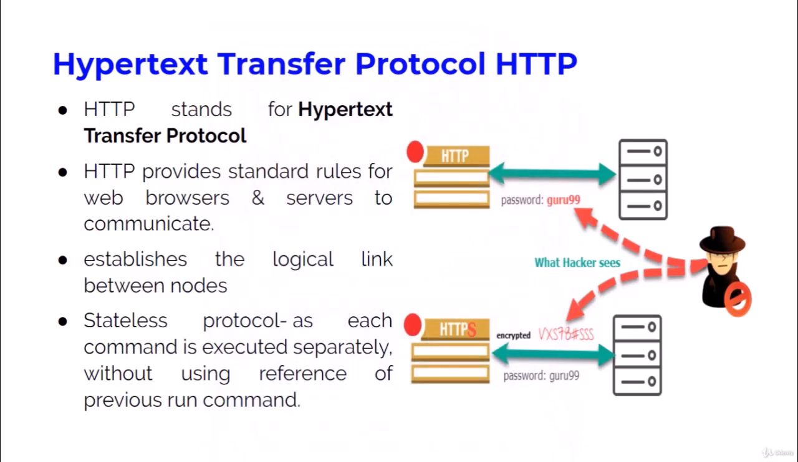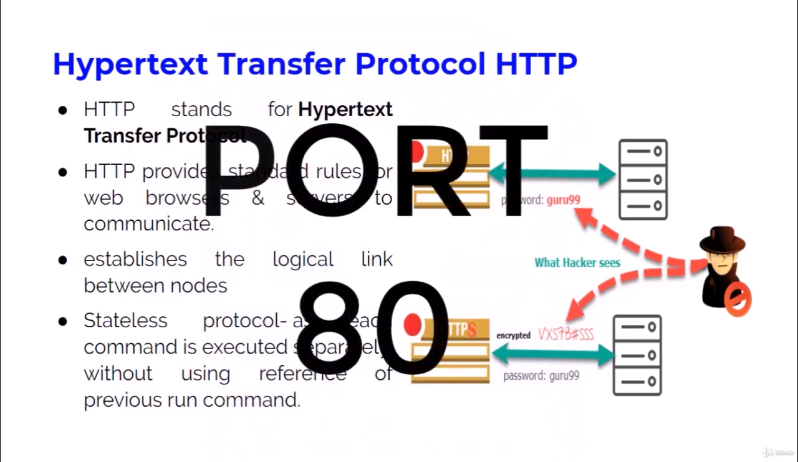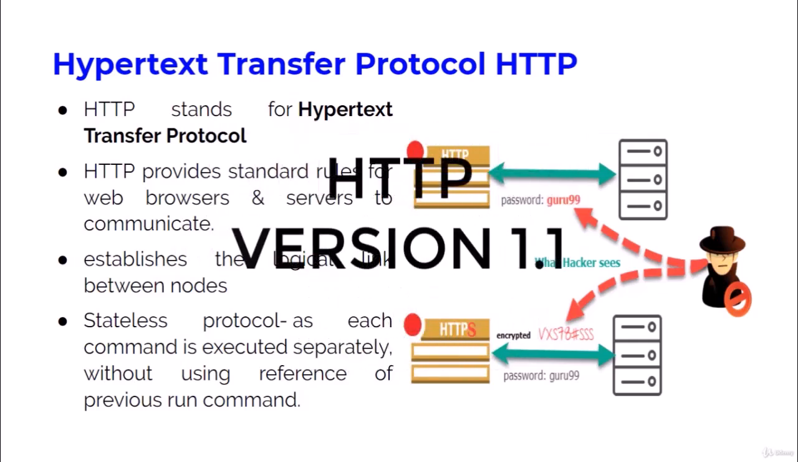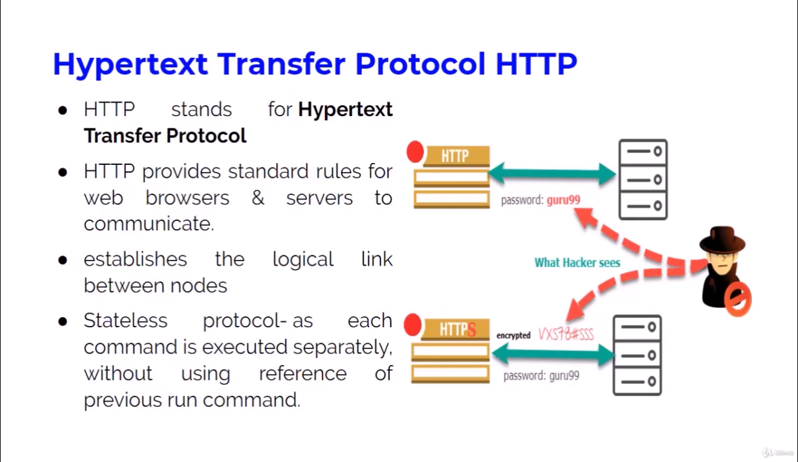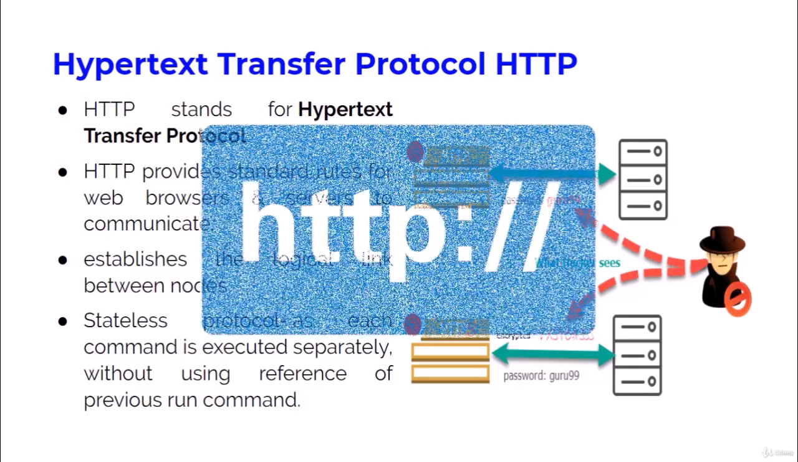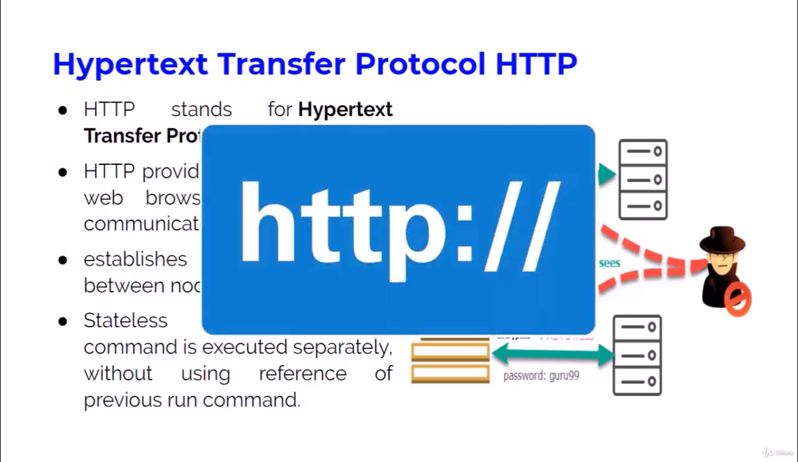HTTP uses the services of TCP on the well-known port 80. HTTP version 1.1 is the most commonly used version today. HTTP works by using a user agent to connect to a server. The user agent could be a web browser or a spider. The server must be located using a URL. The URL always contains http:// at the start.